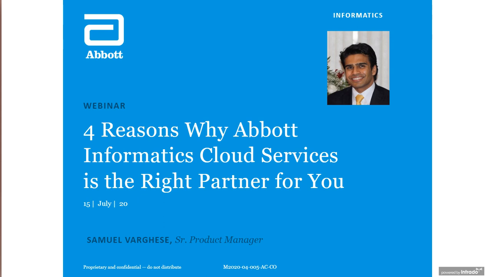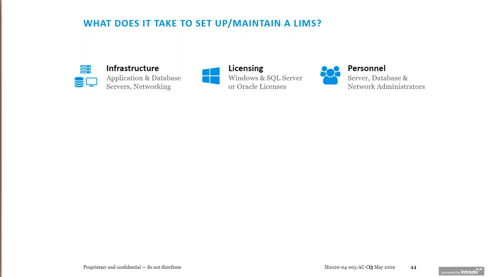So what I'd like to do today is start out with discussing what it would take if you were thinking of hosting the LIMS yourself. There are 3 primary components. The first one is infrastructure, and that includes application, database servers, and networking servers, the networking components that you would need to connect these different systems together. Second is licensing. This would include Windows licensing as well as some type of database licensing. For STARLIMS, that would be either SQL Server or Oracle licenses. And then number 3 is personnel.